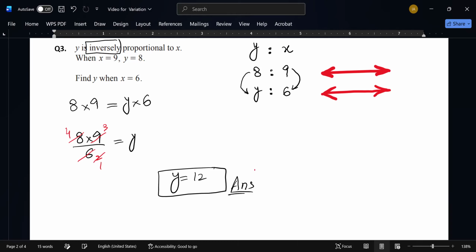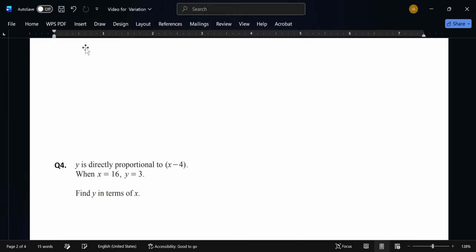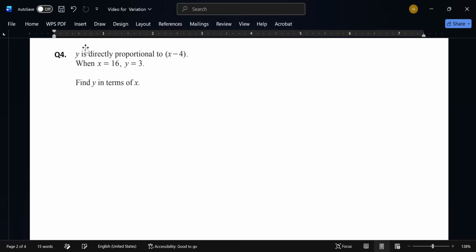Okay, let's try the next one. Y is directly proportional to x minus 4. Y is 3 and x is 16.